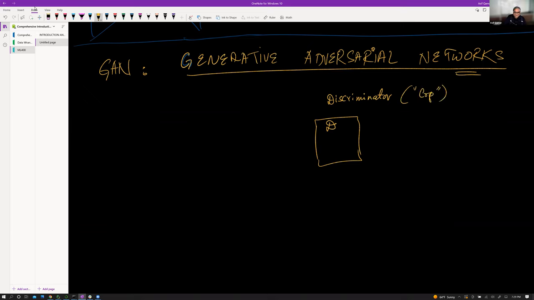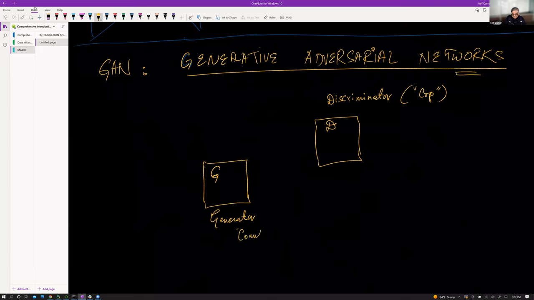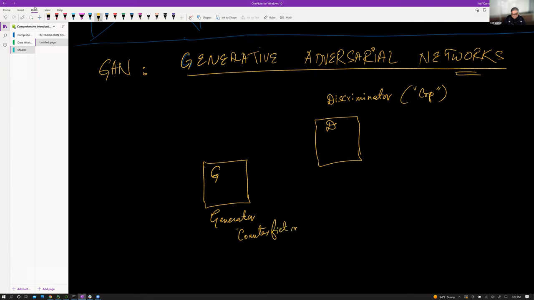And then there is another network, which is called the generator. Let's just say the counterfeit maker. The adversarial nature comes from the fact that they both try to fool: the counterfeit maker tries to fool the cop, and the cop tries to catch the counterfeit. And I'll explain what I mean.